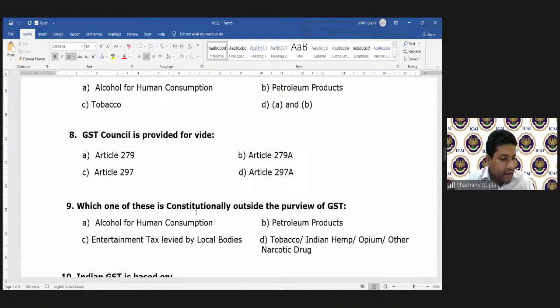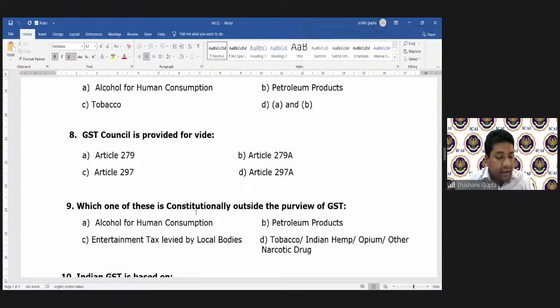Mansha is saying 9A. Shivani is saying 9A and B. Shivani, multiple options can't be selected. Okay. Then Sanjay is saying 9D. Aditi is saying 9A. Uma Prajapati is saying 9A. Neeraj is saying 9B. Manish is still on question 8.